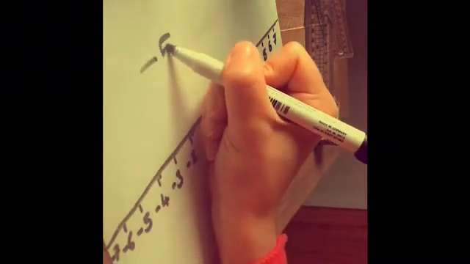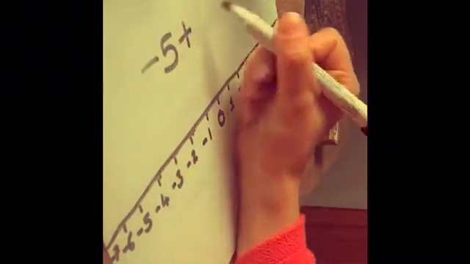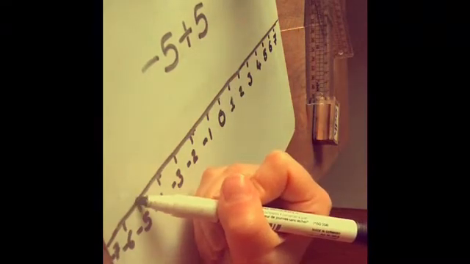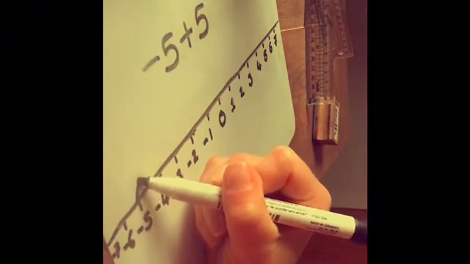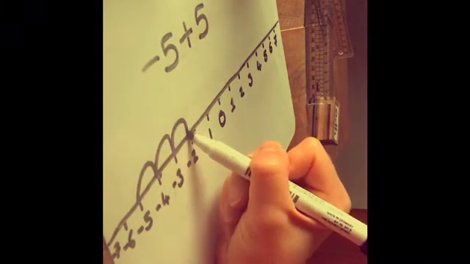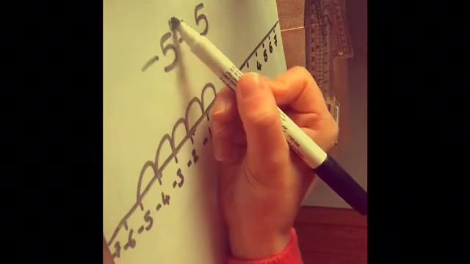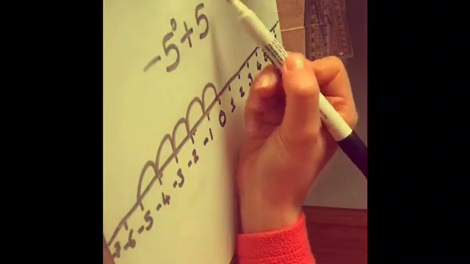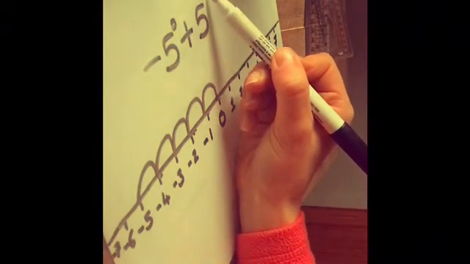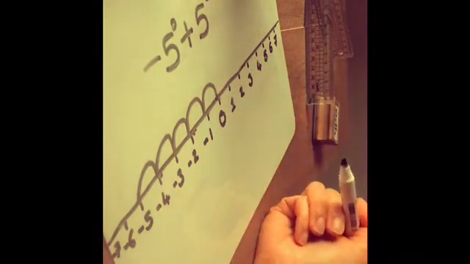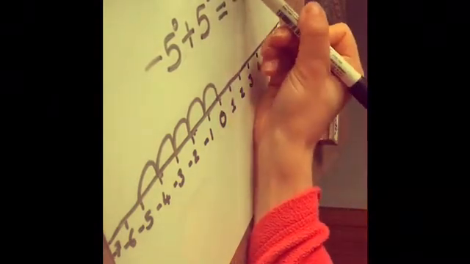So what happens if we are adding to a negative number? So let's say it was -5, add 5. So we start at -5, and because we're adding, we're going up. So 1, 2, 3, 4, 5. Of course, we land back on 0. So if you think about it like temperature, if it was -5 degrees and the temperature went up 5 degrees, then it would be 0 degrees.